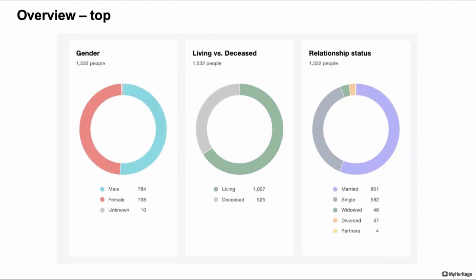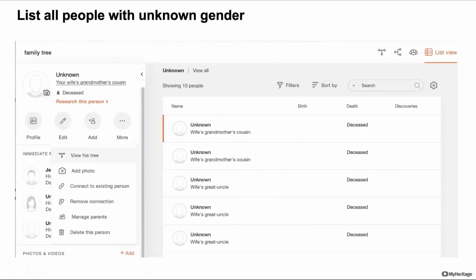Now, not each one of those, but gender and living and deceased are also clickable. So if I want to find out who are those 10 unknown gender people, I can click on the gray section, either in the ring or below it. In this case, it would be a lot easier since it's so small, on the unknown or 10 numbers. So if I click, I will be able to get to the list of those 10 people of unknown gender.